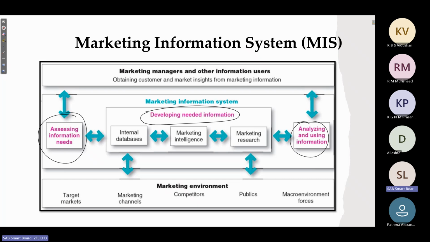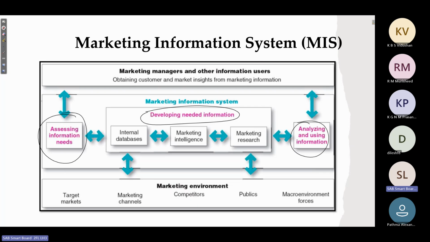We call these three items, assessing information needs, developing needed information, and analyzing and using information, the three roles of the marketing information system. What are the main three functions performed by the marketing information system, or else the three actions done by this information system? I'll be discussing this further.